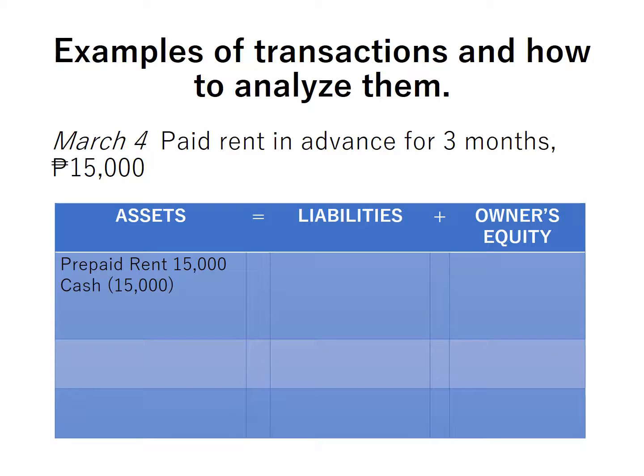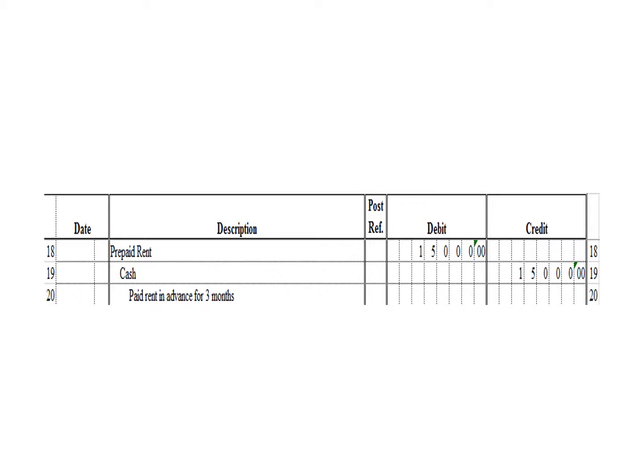Next transaction, on March 4, the business paid rent in advance for 3 months, 15,000 pesos. Prepaid rent increased, 15,000 pesos. Cash decreased 15,000 pesos. This transaction also occurred on March 4, so there's no need to write the date March 4 again. Debit prepaid rent, 15,000 pesos. Credit cash, 15,000 pesos because there's a payment. Then write the description, paid rent in advance for 3 months.